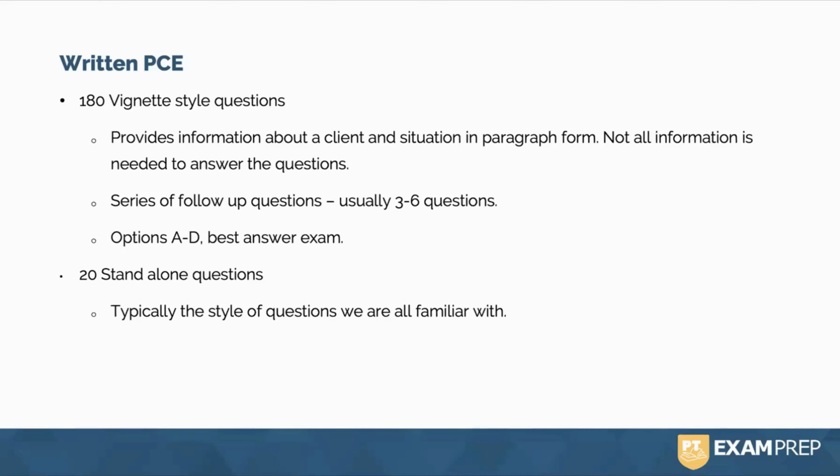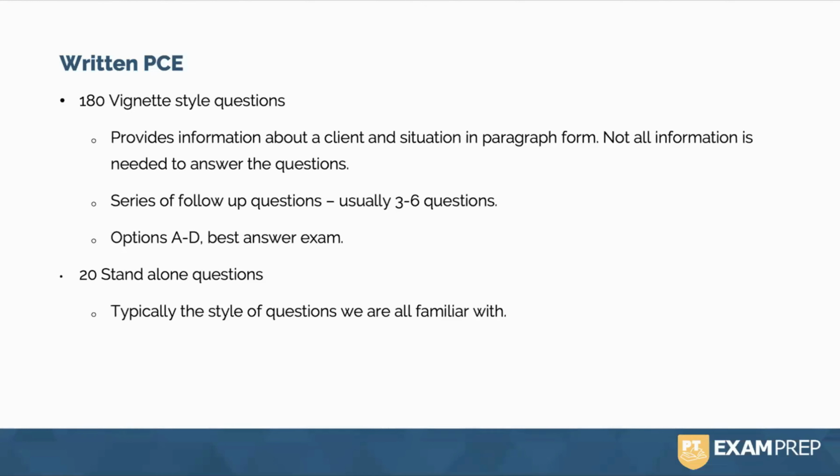They're going to give you information about the client. It's going to be in paragraph form. Not all the information in that paragraph or vignette is going to be relevant to each question. Typically, there are around 3 to 6 questions for each vignette. Your options are going to be A through D. It is the best answer exam.